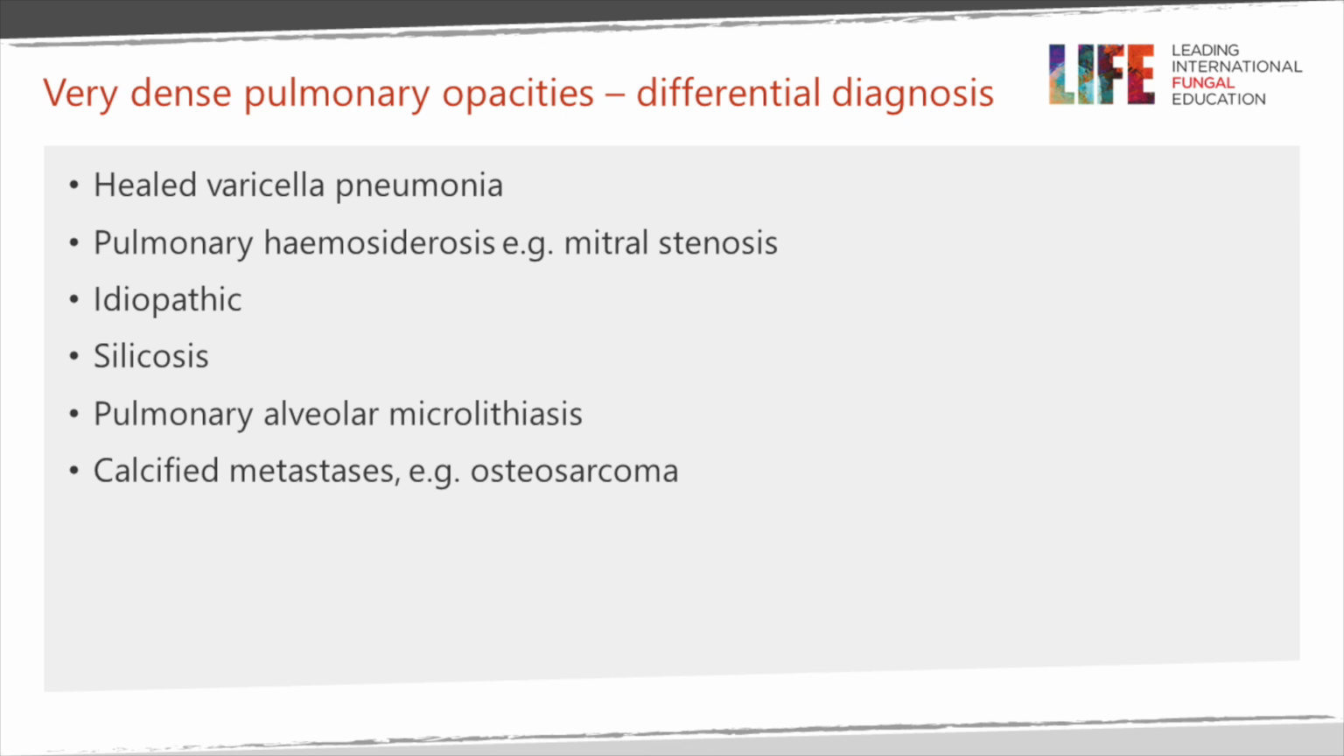The commonest thing we see in Britain is healed varicella pneumonia and silicosis, and rarely pulmonary alveolar microlithiasis with numerous myriad tiny micronodular areas of calcification are seen. Occasionally we'll see calcified metastases from osteosarcoma, and rarely chronic, long-standing, severe mitral stenosis can give pulmonary ossification with pulmonary hemosiderosis. Occasionally it's idiopathic.